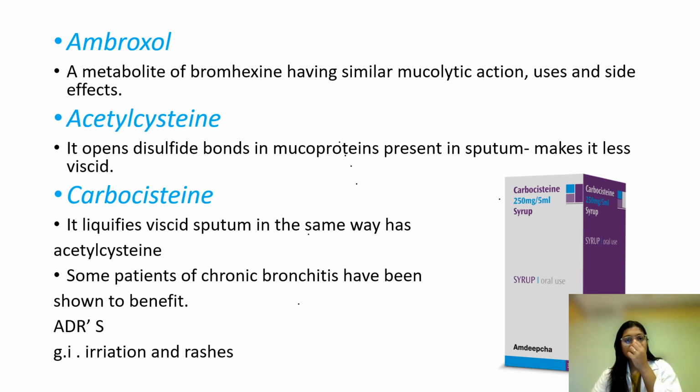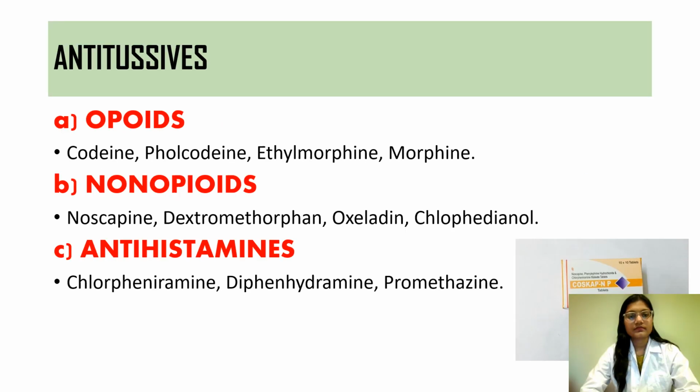Ambroxol is a metabolite of bromhexine having similar mucolytic action, uses and side effects. And the next is acetylcysteine. Acetylcysteine opens disulfide bonds in mucoproteins present in sputum, which makes it less viscid. The next is carbocysteine. It liquefies viscid sputum in the same way as acetylcysteine. And some patients of chronic bronchitis have been shown to benefit. The adverse effects include gastrointestinal irritation and rashes.